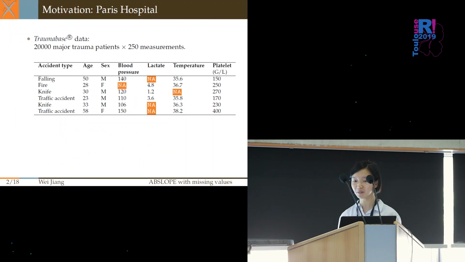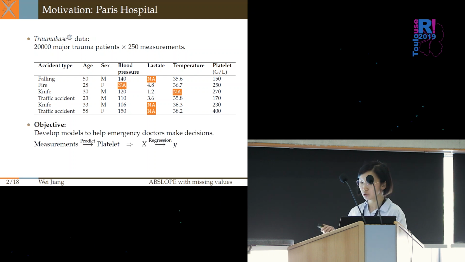Our project on missing values is motivated by an application in public health on severely traumatized patients. We have a medical data set with more than 20,000 patients and 250 measurements. This is a subset of the data set. The variables can include accident type, age, sex, blood pressure, etc. The objective is to help doctors develop models to help them make decisions.